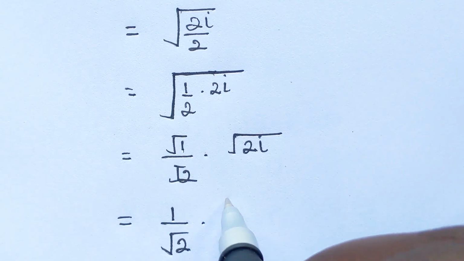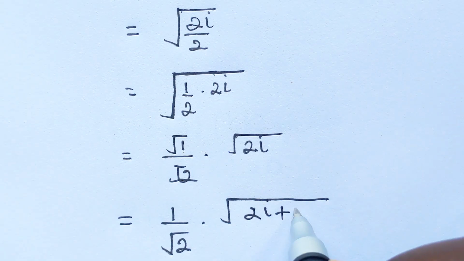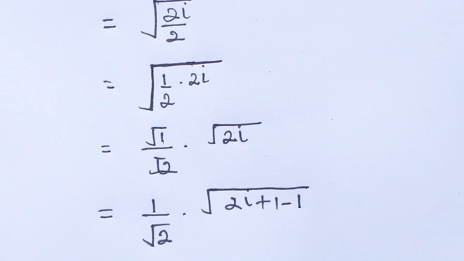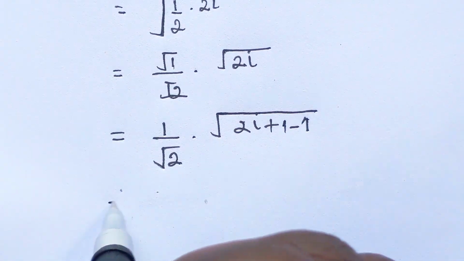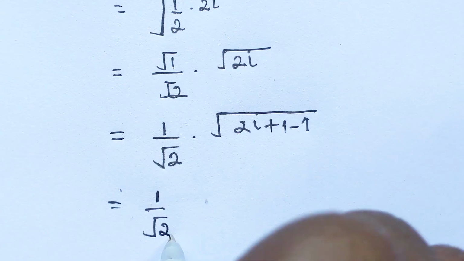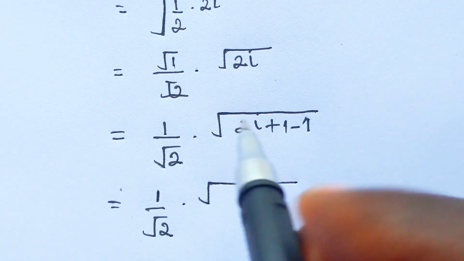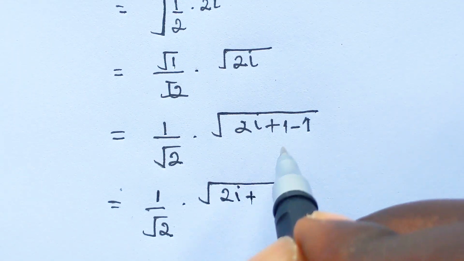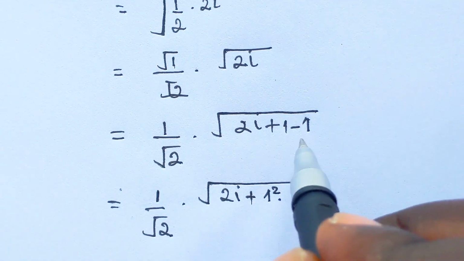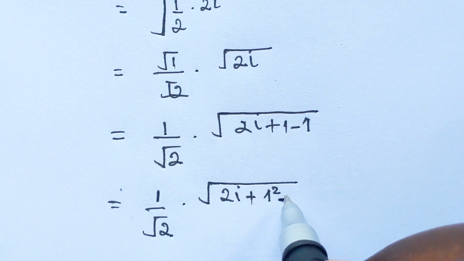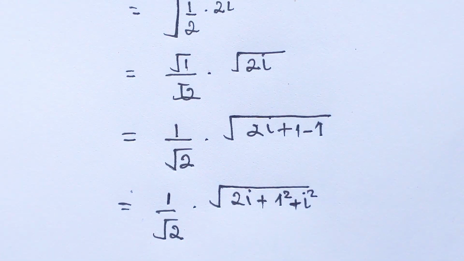this square root of 2i can be written as, we can expand them, 2i plus 1 then minus 1. This is 1 and this is 1. So this is equal to 1 over square root of 2 times square root of 2i plus 1, which can be written as 1 squared, then this minus can be written as plus i squared. You know that i squared is equal to -1.